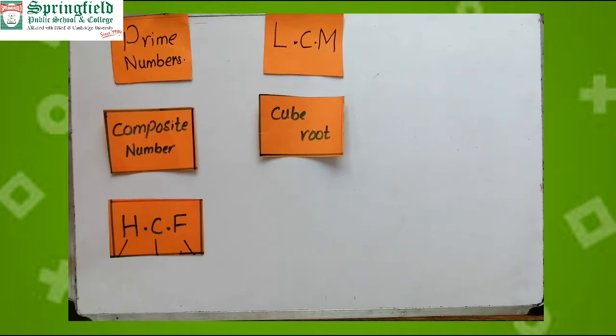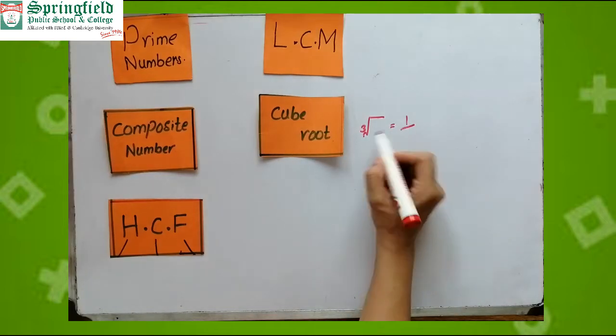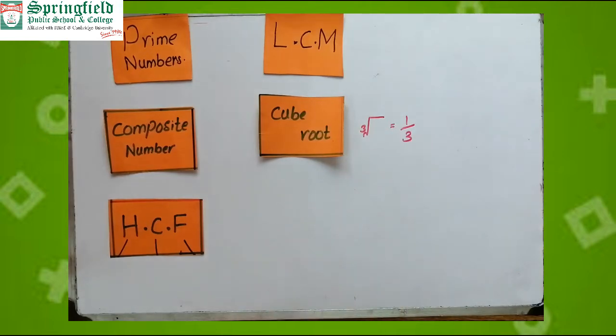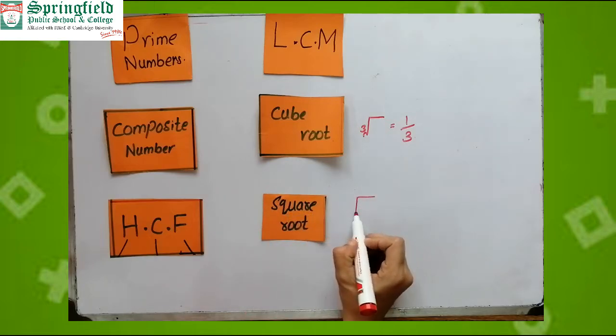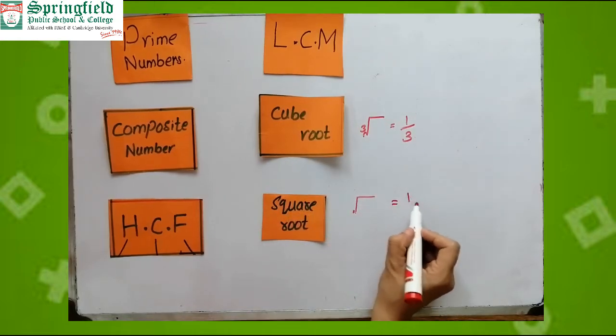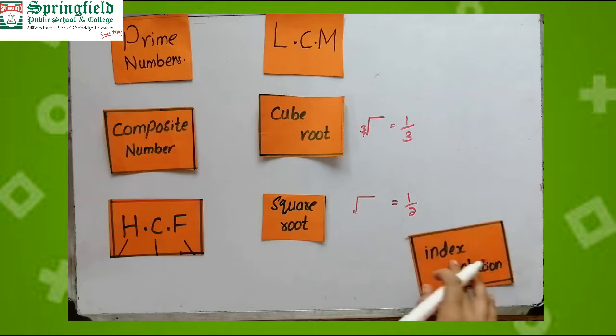Okay, we also learned about the cube root. The symbol of cube root is just like this one, and the value of cube root is 1/3, and we can find the cube root by using the prime factorization method. And we also learned about the square root. This is the symbol of square root, and the value of square root is 1/2, and we can also find the square root by using the prime factorization method.